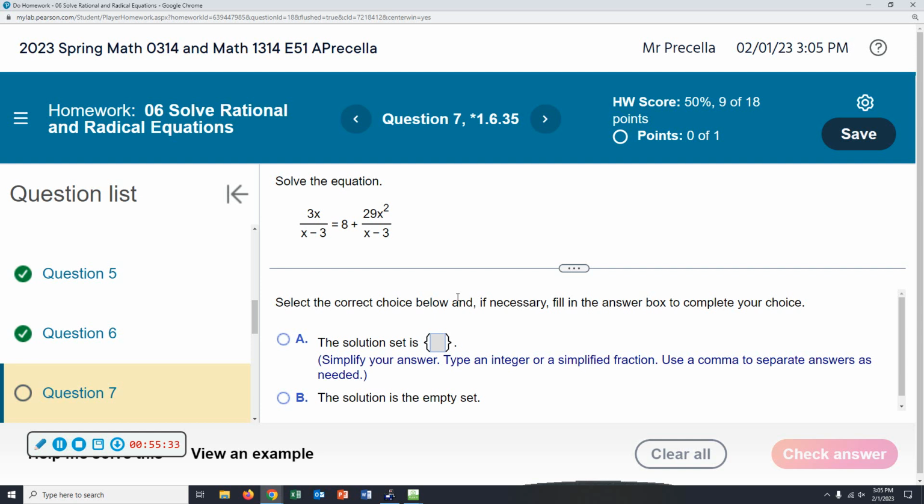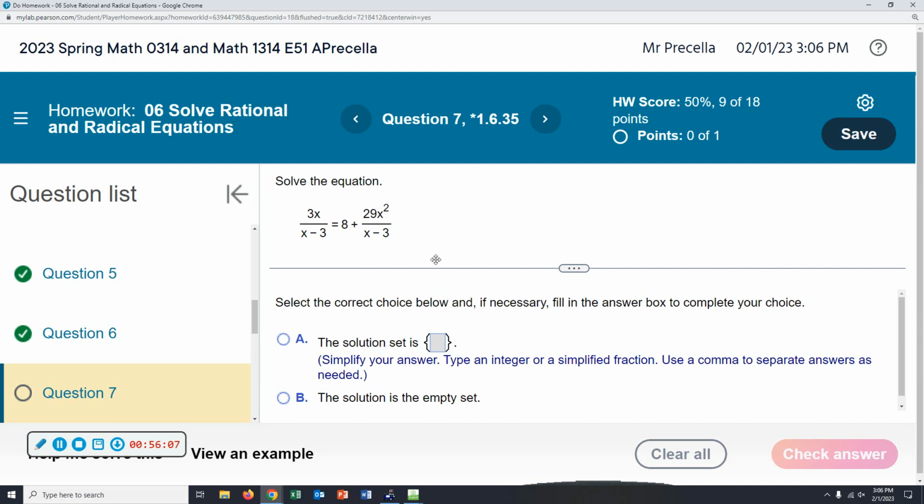Remember, let me ask you something. How many terms do we have here on number 7? 3. 1, 2, 3. So we're going to have to multiply by the least common denominator, which is what? x minus 3. Yeah, it's the same denominator, so x minus 3. In past semesters we've already done one with the same denominator. So I'm wondering what's going to happen here.